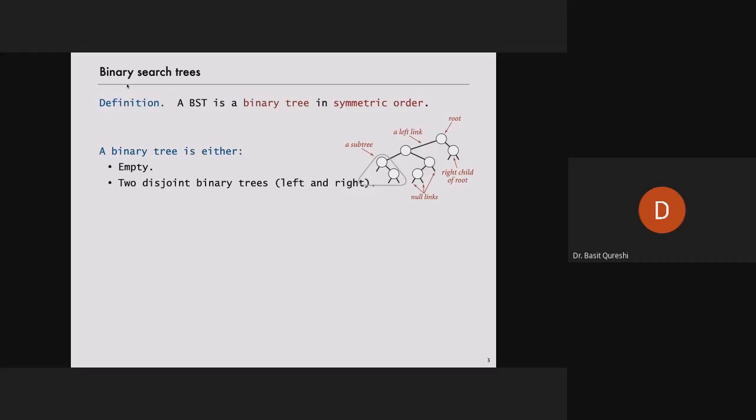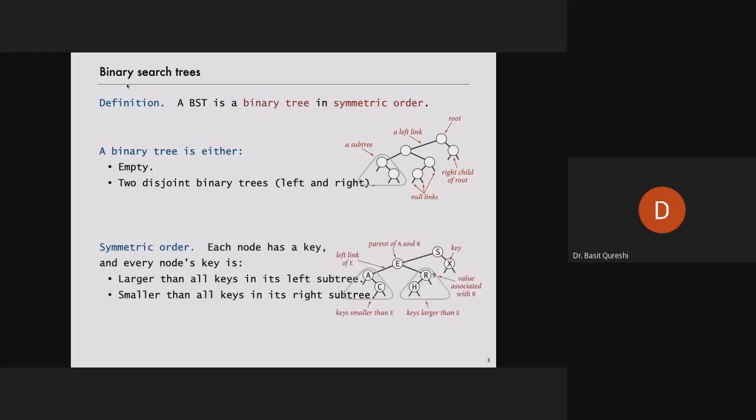The condition for binary tree is that either it's empty or there are 2 disjoint binary trees, meaning something on the left side and something on the right side. Something on the left side must be a subtree. Something on the right side must also be a subtree. So this is what we already know. What is symmetric order? This is something new.